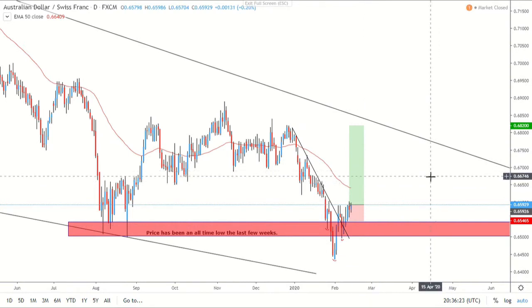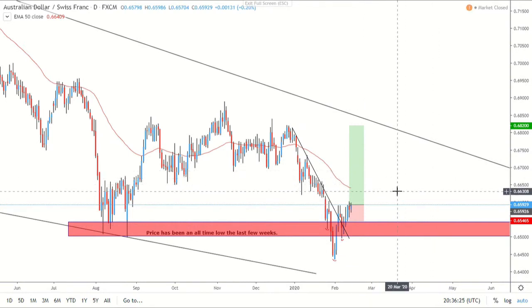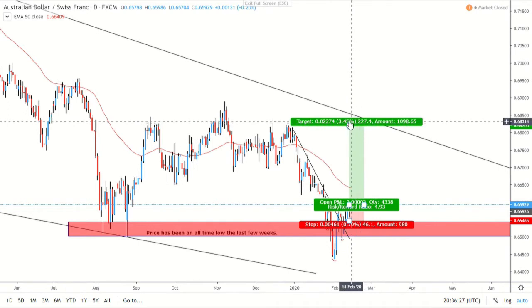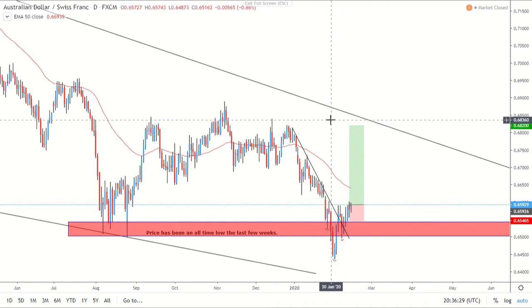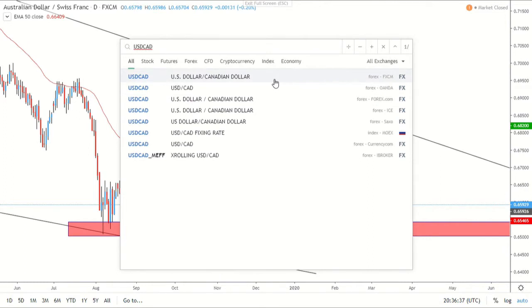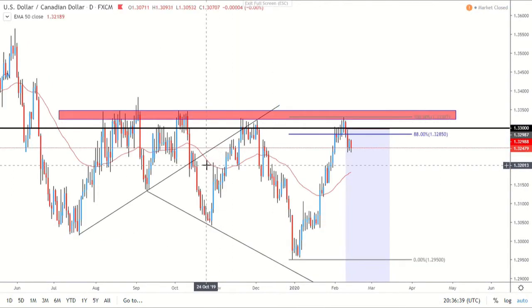This one's currently sitting around break even, as you can see, but I quite like the potential for at least a nice 240 pips here, and then of course it might even go higher, depending on the strength of the Australian dollar. As we know, it's been very weak. And then finally, the last pair I'm going to go through that I'm currently in is USD CAD.